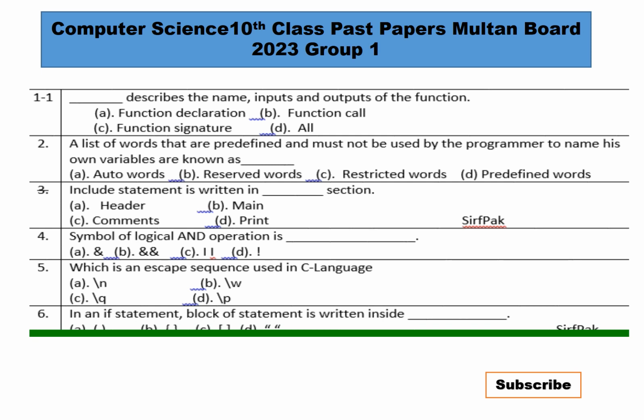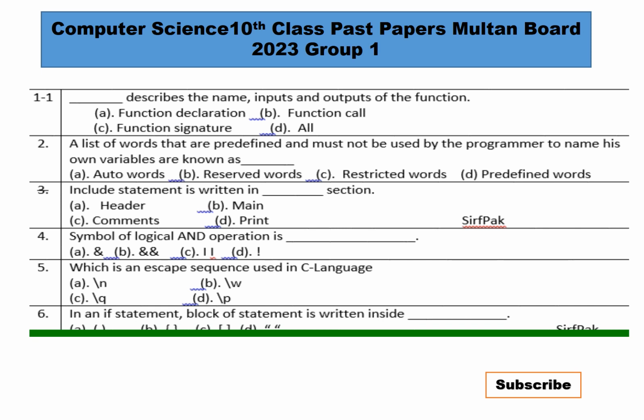A list of words that are predefined and must not be used by the programmer to name his own variables are known as A. Auto words, B. Reserved words, C. Restricted words, D. Predefined words. Correct option is D. Predefined words.